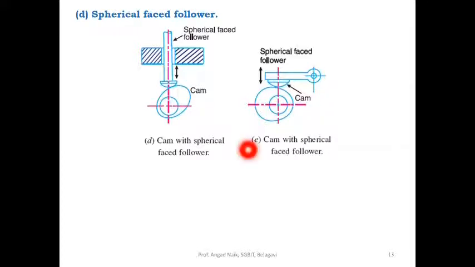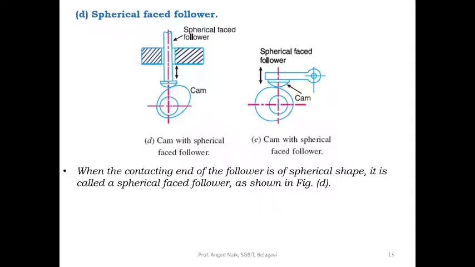The first one is cam with spherical faced follower, wherein the motion is like this, and here it is like this, where there is not a direct follower which is right upright. It is slightly hinged at a point, and then the end is lying on the surface of the cam. When the contacting end of the follower is of spherical shape, it is called as spherical faced follower.